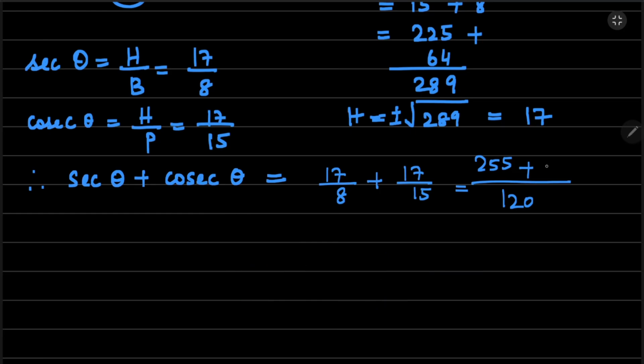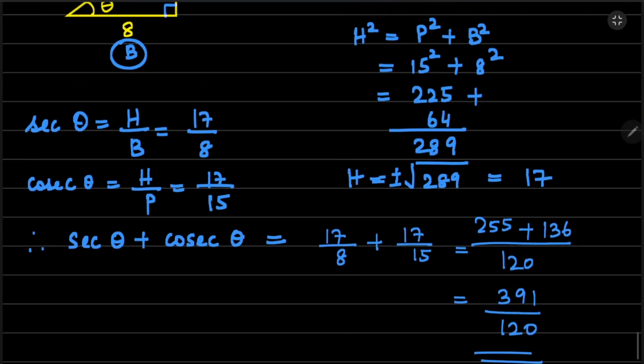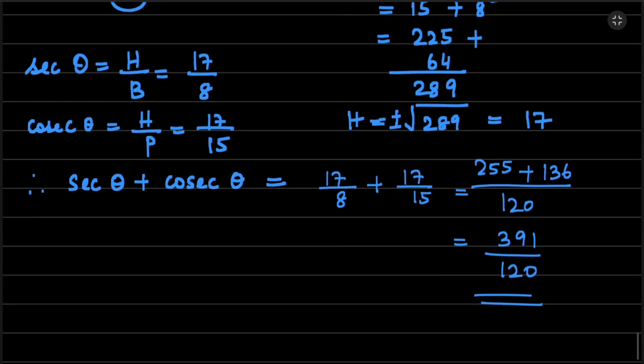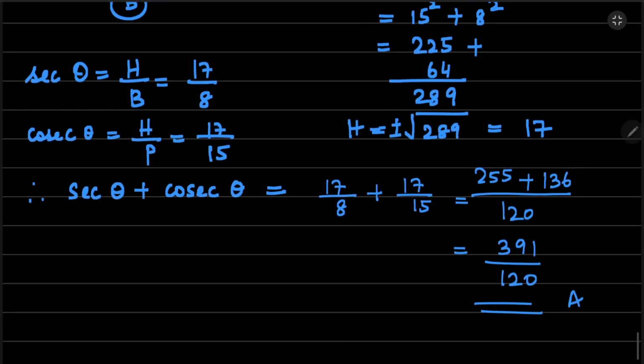So whenever you're doing this, be careful. 136. So when you add, what do you get? 391 divided by 120. You cannot further simplify it. Let it be as it is. Okay. So be careful when you're taking the LCM. So this is your answer.